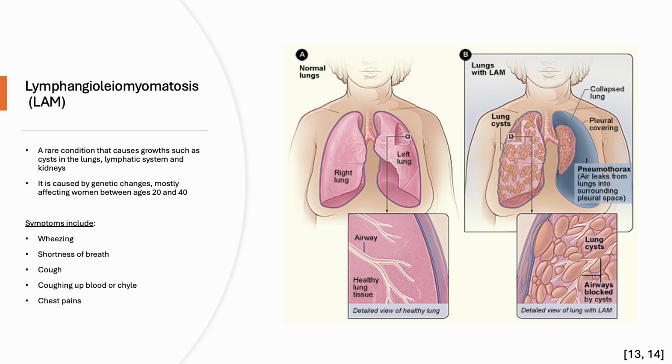So in normal lungs, you'll see that there's nothing blocking the airways, whereas those with LAM, there can be several lung cysts growing around the airways, which causes the airways to be blocked.